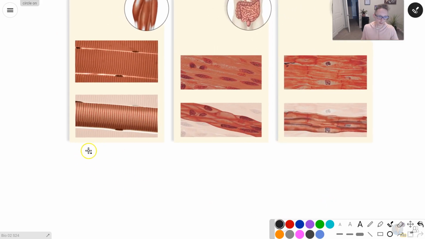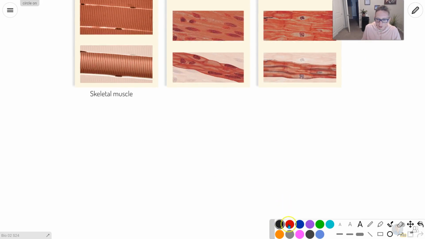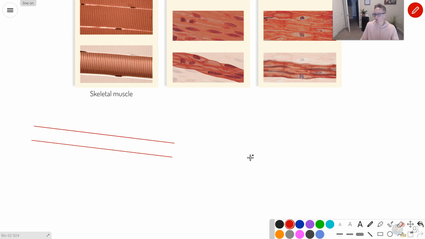So here we have skeletal muscle. And we've drawn these already in lab, but very simply, what you have is one big, long cell. So if I draw something like that, and something like that, that is all one single cell. Okay? And this will run the entire length of your bicep, for example, or your tricep back here, or your delt.